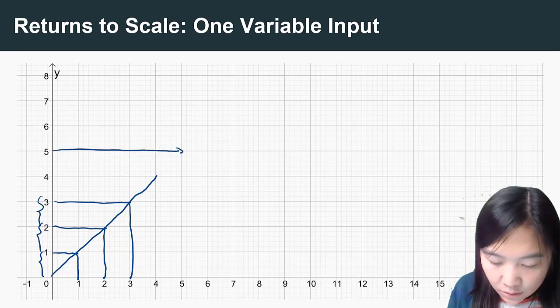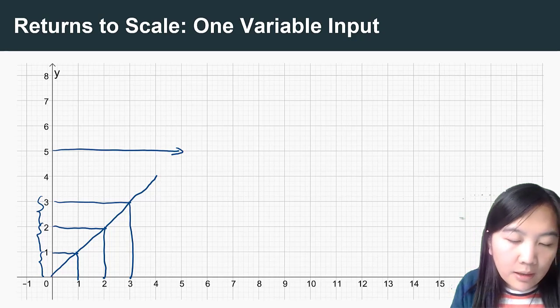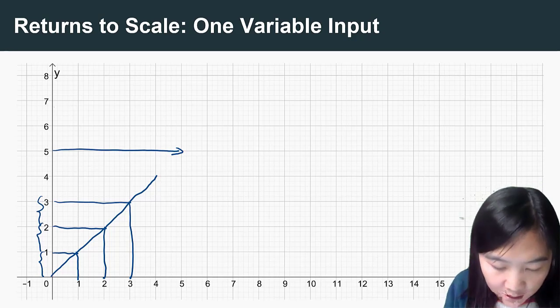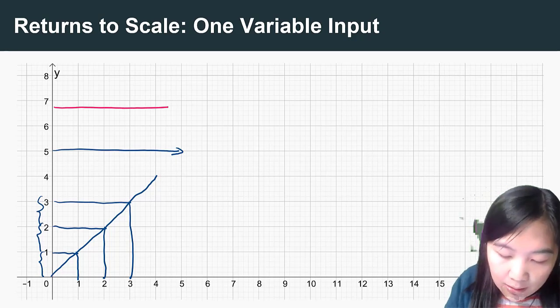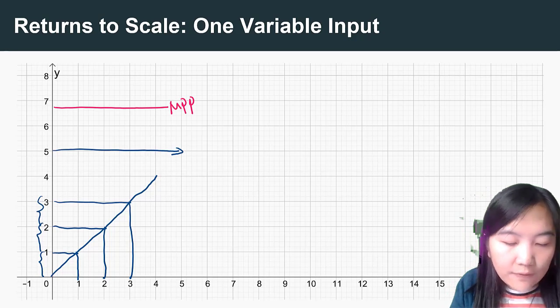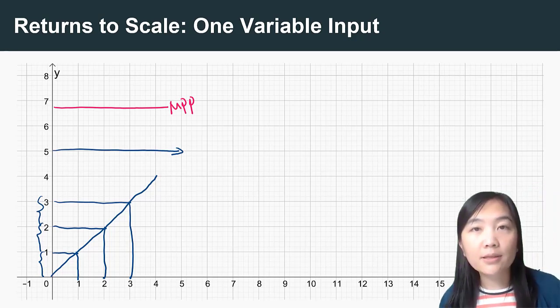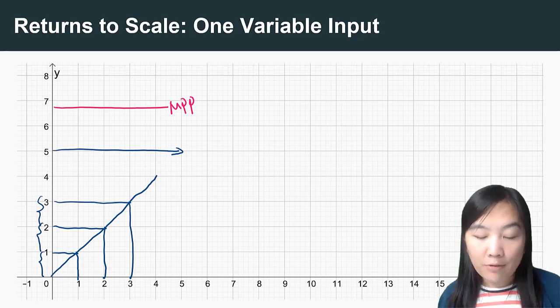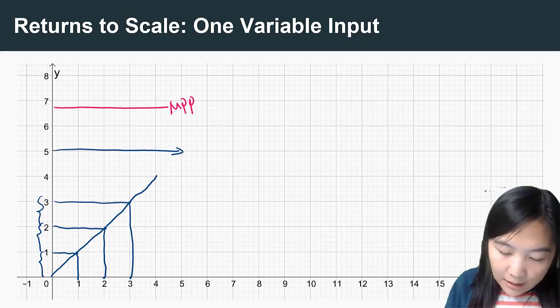So if we draw the MPP curve of this production function, then the MPP is actually constant. And if the MPP is constant, then we have constant returns to scale. So for the one input case, it's really easy.